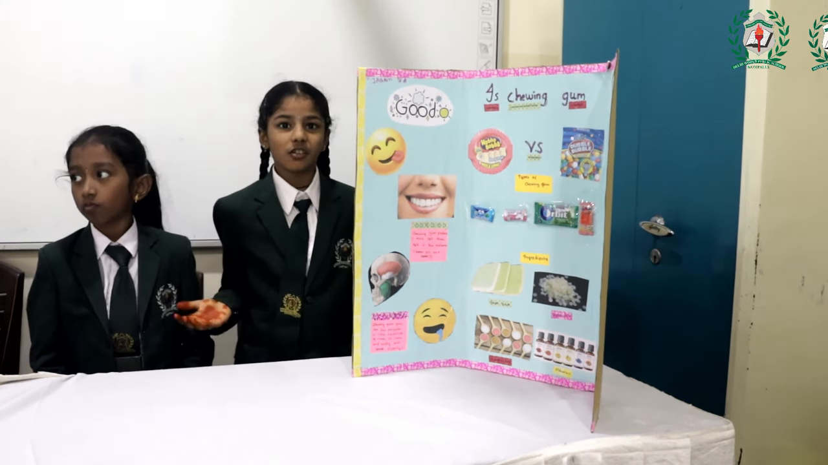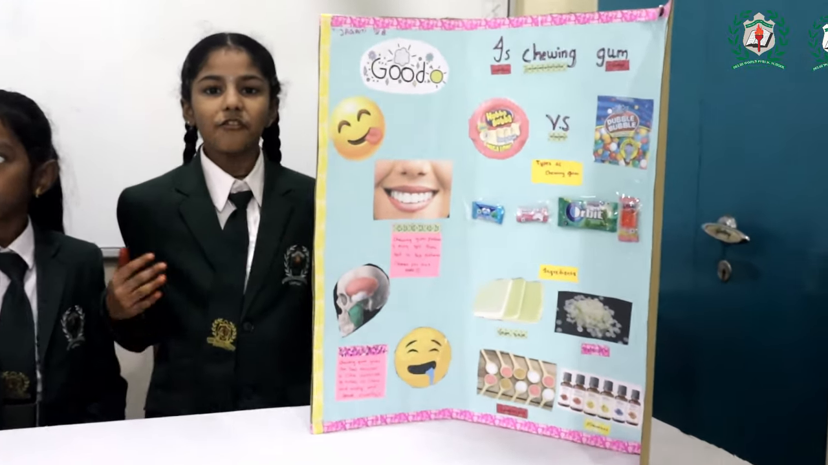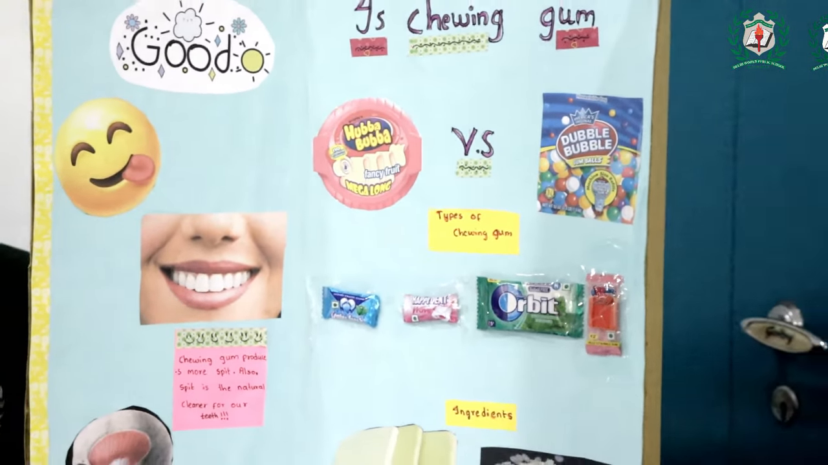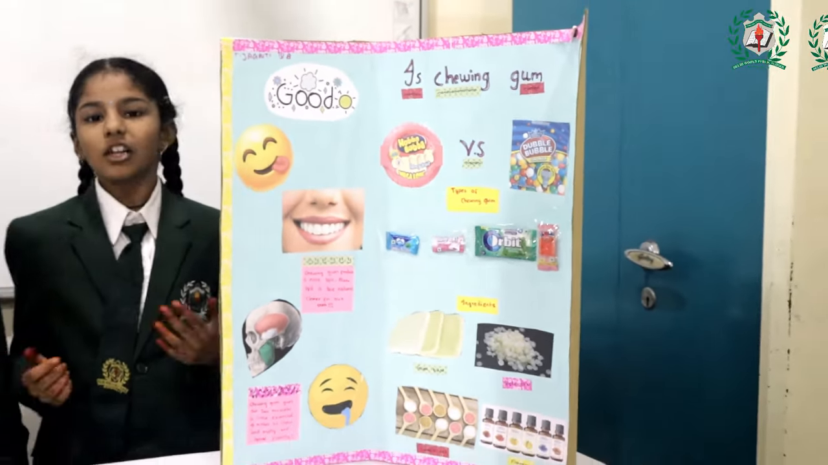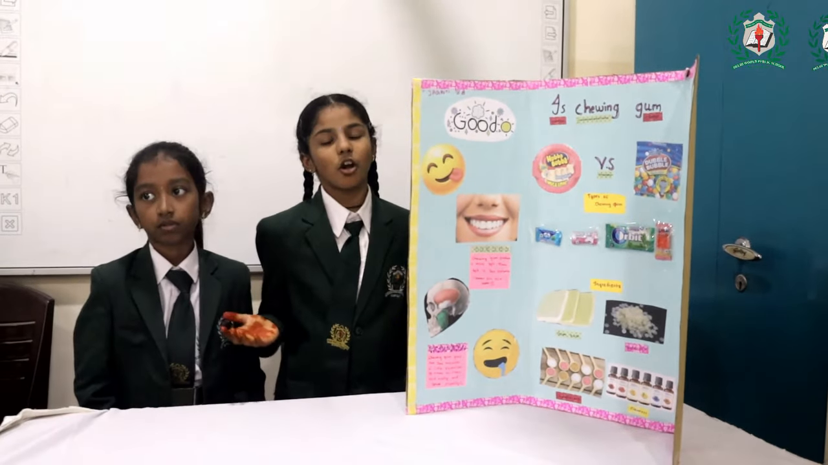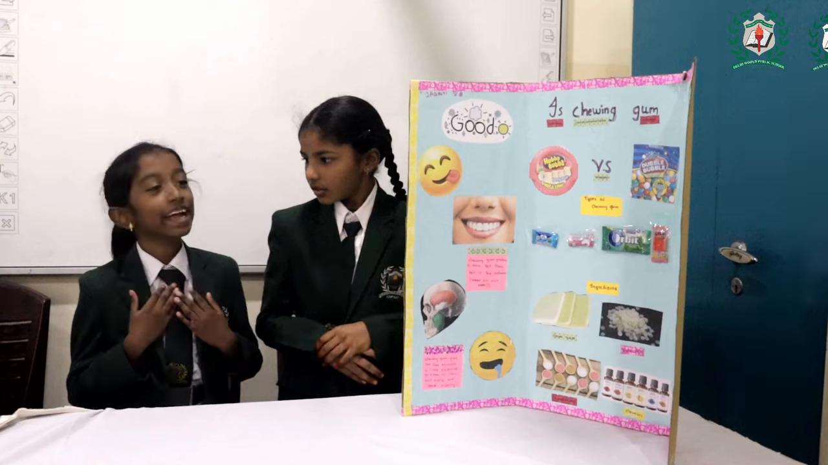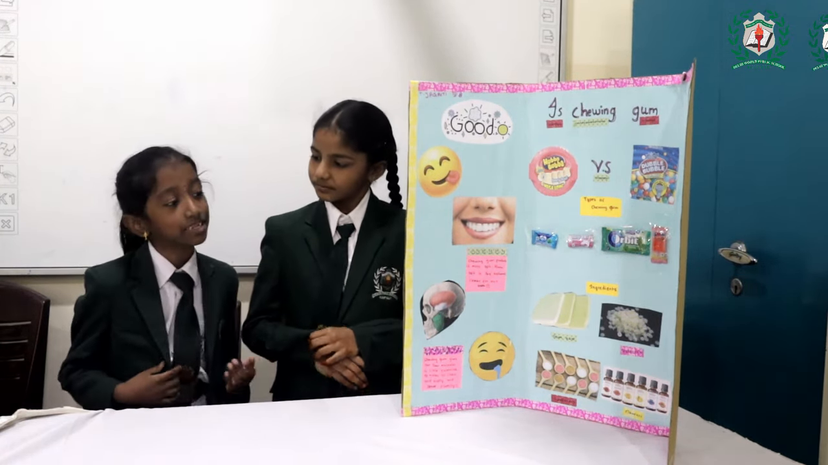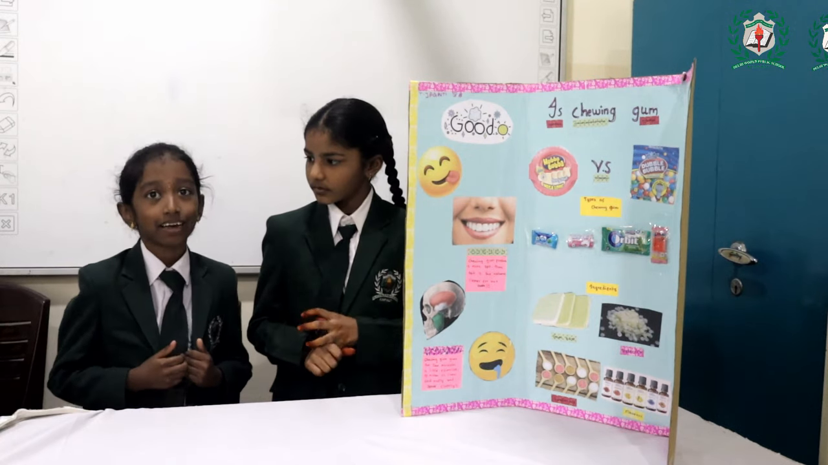If we eat more sweet chewing gum, our teeth will get cavities. If we chew more and more chewing gum, some air will go inside our stomach and our stomach will be bloated and feel uncomfortable. Now my friend Jagruti is going to tell about how to make chewing gum. Thank you very much. Now I am going to tell how to make chewing gum. Chewing gum is made with flavors, colors, gum bits, sweetness and so on.